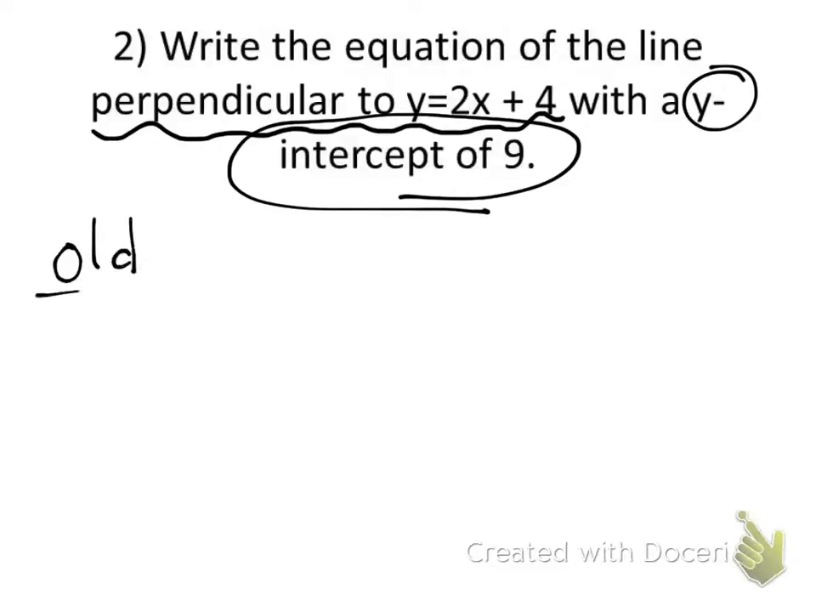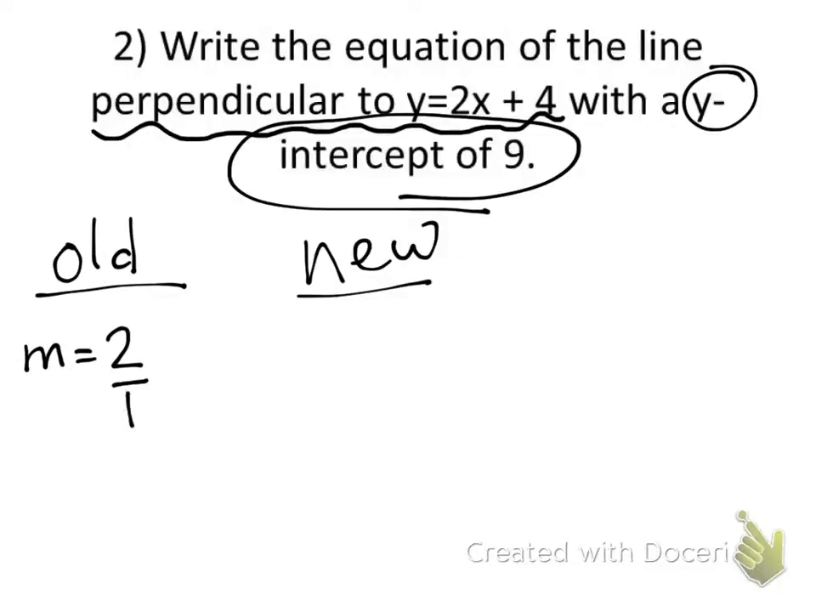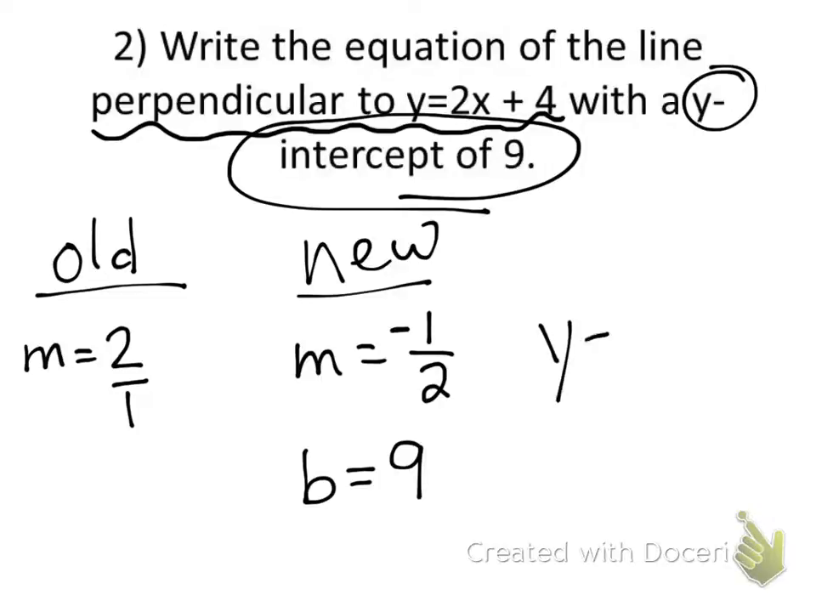So what is the slope of the line we're trying to be perpendicular to? 2. So the old slope is 2. How am I going to find the new slope? Yeah, start by putting it over 1 and then flip it. So the new slope is 1 over 2, and you make it negative because it was positive. So my new slope is negative 1/2. What's my new b? 9. So what's my equation? Very good.